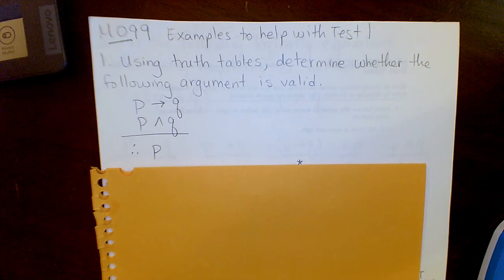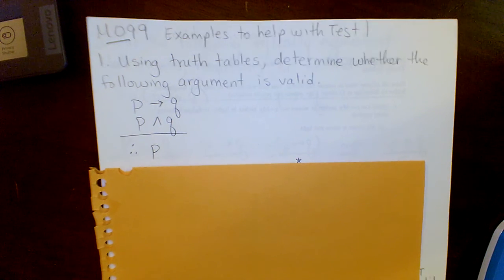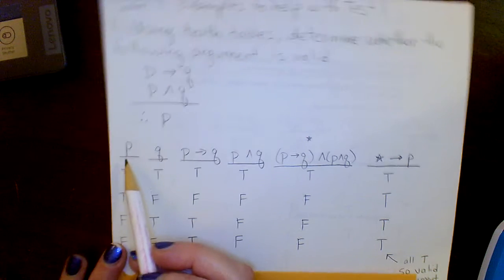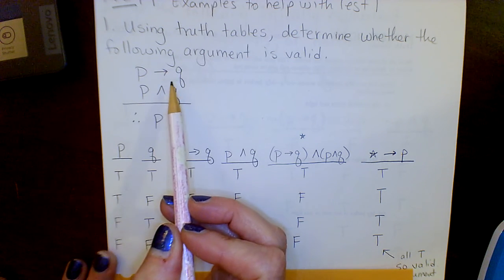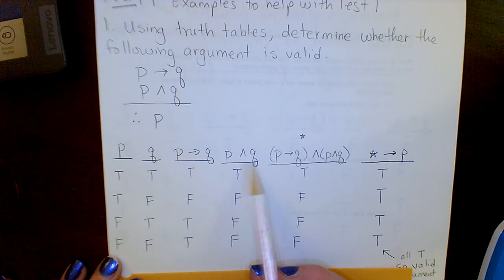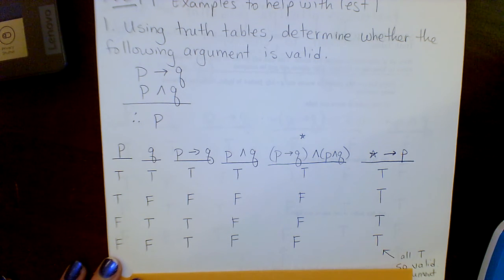Determining if an argument's valid. That tends to be a problematic area because it has so many steps to it, right? It's kind of complicated to do. So you set it up with, of course, the P and the Q. This top premise up here, that P implies Q, and then this bottom, P and Q, that conjunction.